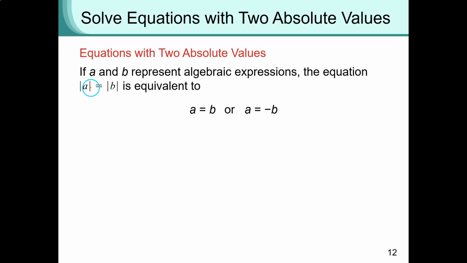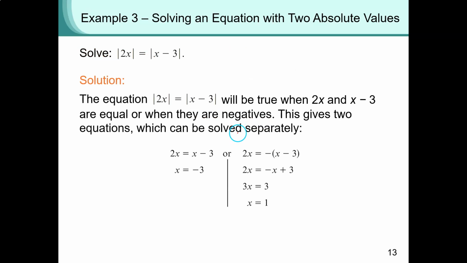If both sides of the equation carry the absolute value, so absolute value of A equals absolute value of B, we can separate this equation into A equals B or A equals negative B. So we practice this one. The first step is we let 2x equal x minus 3, or 2x equal negative x minus 3. Keep in mind, once you separate the equation into two parts, there is no longer the absolute value sign.